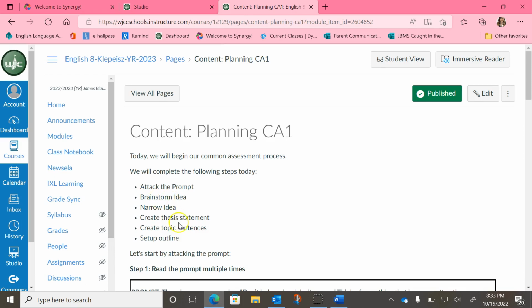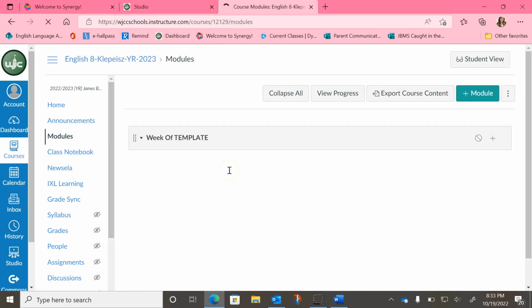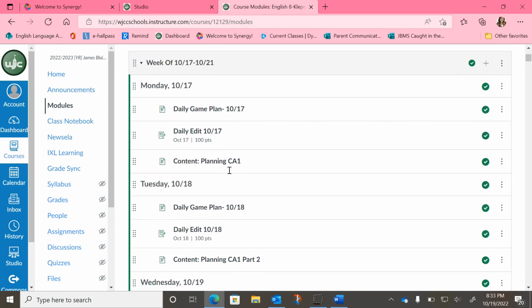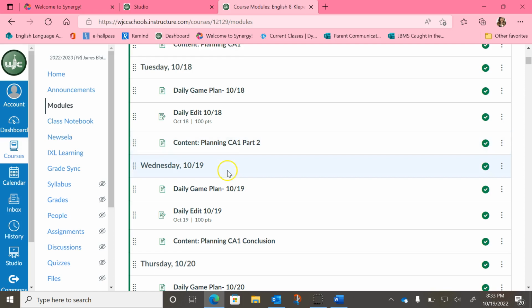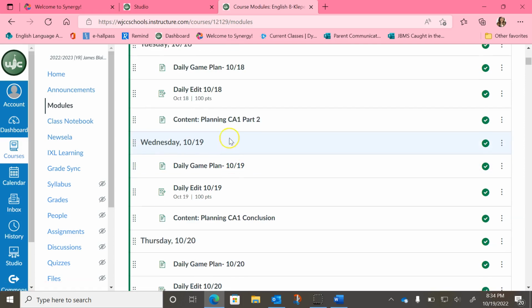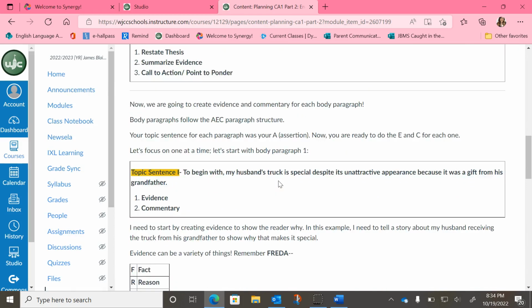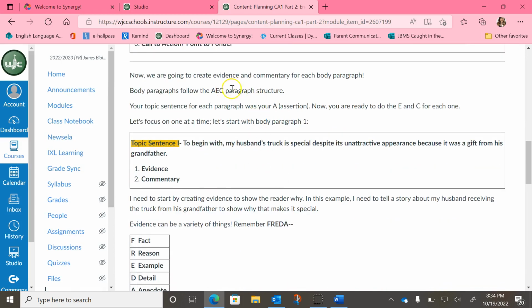So let's look at some notes about evidence and commentary. And all the notes for every step of the process can be found in Canvas in these module pages that say content planning. Now that we've made our topic sentences, we're going to follow the AEC paragraph structure to come up with body paragraphs. Your A is your assertion. So you already have your assertion for each paragraph done. We're going to work on the E and the C for each one.